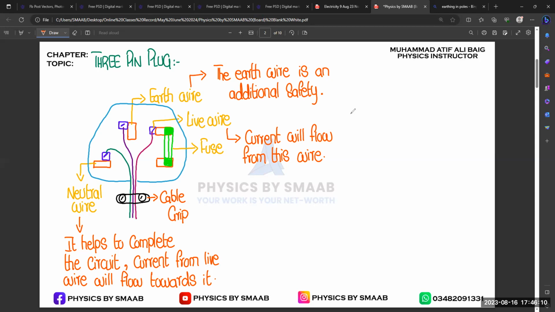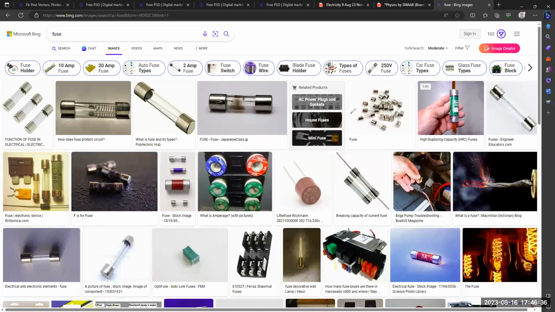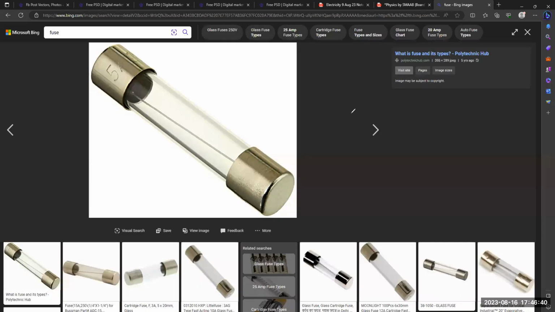Because we are already using the fuse, and what is the purpose of fuse? Now we also need to discuss that one. Okay, one more thing you need to observe, that how this fuse actually looks like. I hope you observe that in your daily life, somewhere in a stabilizer or in any appliance, this will be like a simple fuse. This is a very simple fuse, right?